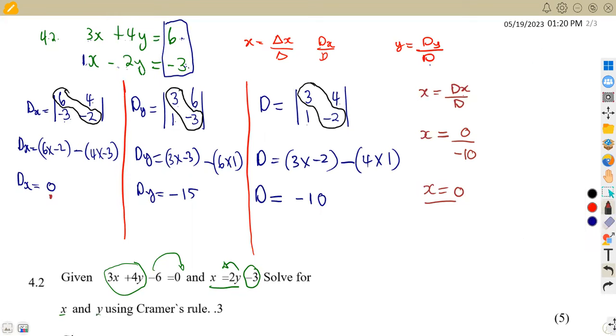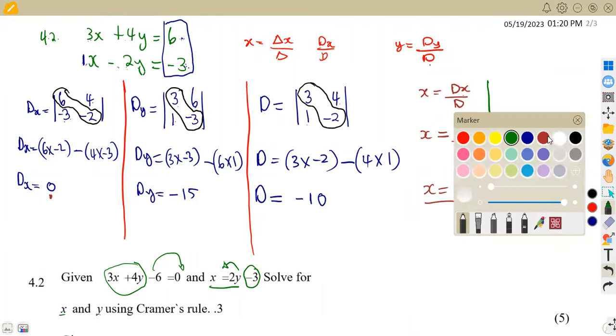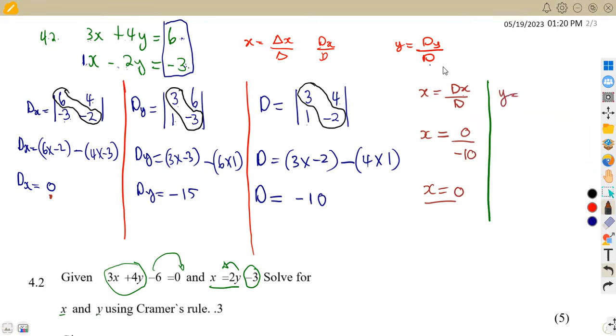That's the same thing that we are going to do for y. In order for us to determine the value of y, we are going to have our formula. Remember, determinant with respect to y over determinant of constants. So y is equal to the determinant with respect to y, that is negative 15, over the determinant of constants, which is negative 10. So that is going to give us the value of y, which is 1.5. Or we can have this as a fraction, or you can just leave it like that.